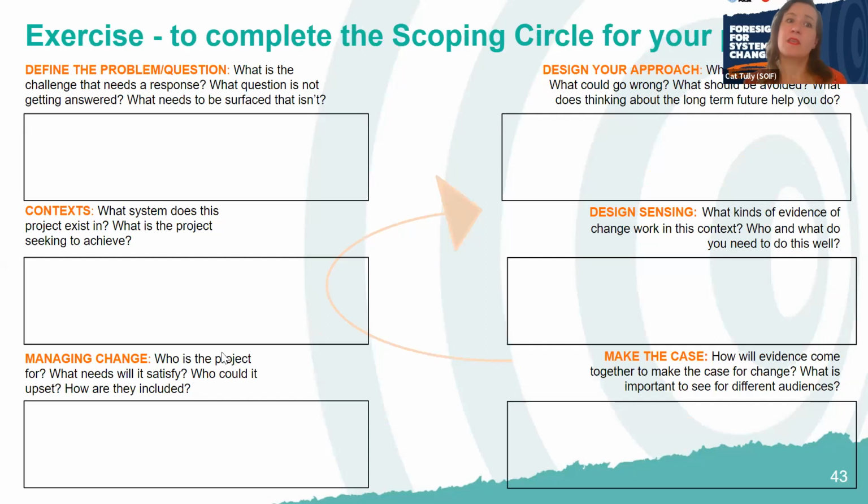So what we're now going to do, we thought, was Marius and I thought we would give you a little bit of a live example and run through of what we're going to be asking you to do on your particular project questions. So we're going to be asking you to complete the scoping circle for your project. And it might look a little bit like this.